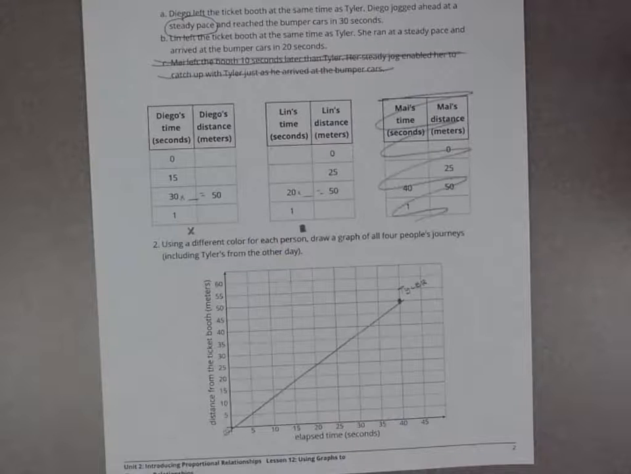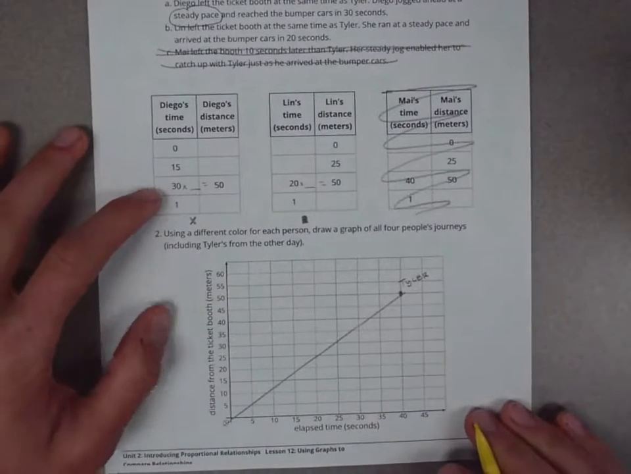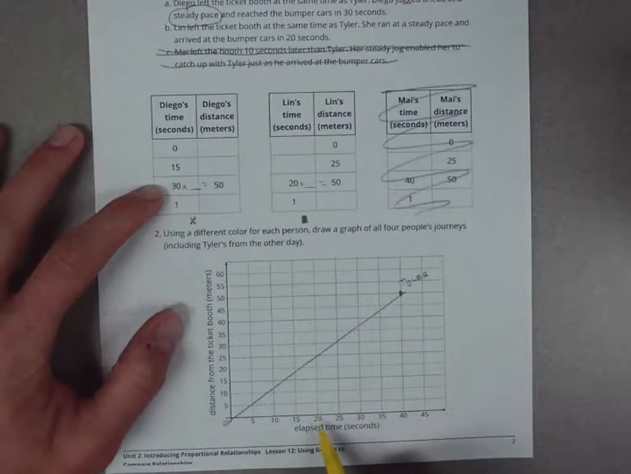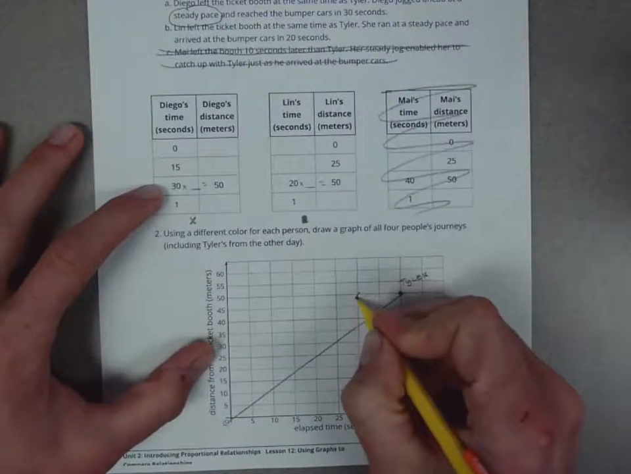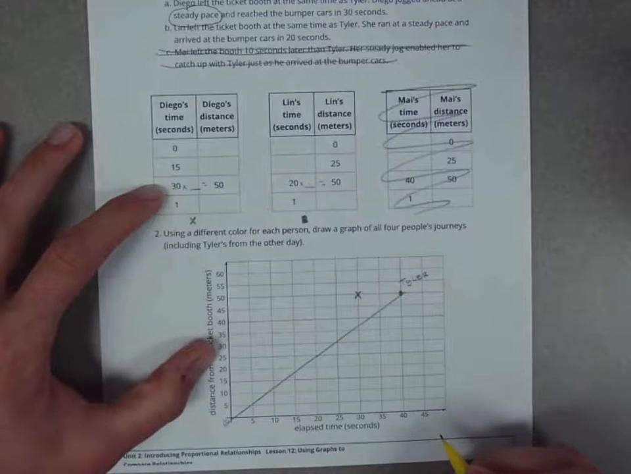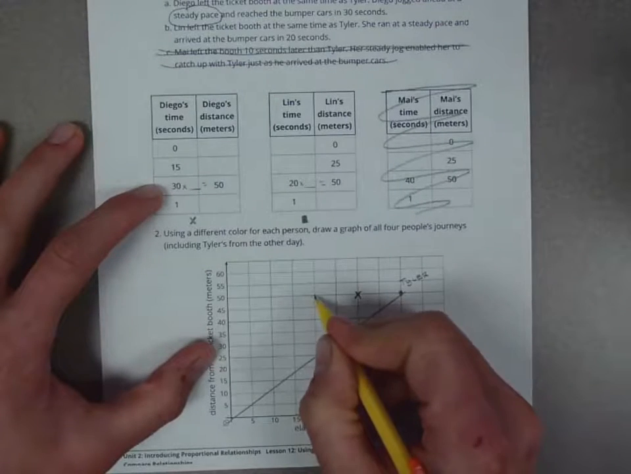So Tyler, I just used a dot to show his point up here, but use an X for Diego and a square for Lynn so we can all be on the same page here. So for example, Diego, I'm going to use the X, 30 and 50. So 30 seconds, 50 meters. This is Diego. This is Lynn.